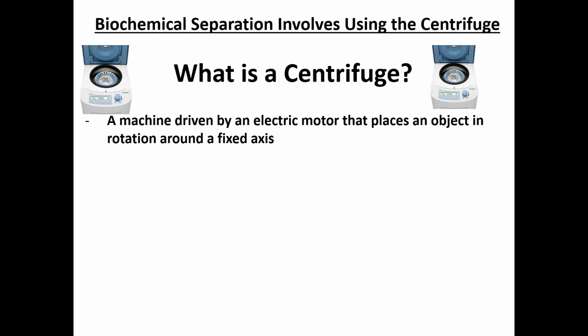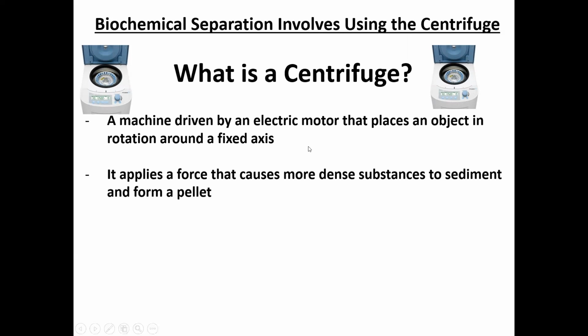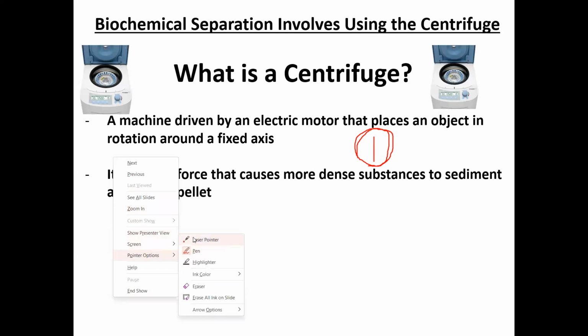A centrifuge is a machine that has an electric motor that places an object in rotation around a fixed axis. And let me draw this for you guys right here. So if we were to draw it, this is the axis of rotation, and then you have your sample which rotates around this fixed axis. Okay, and this force is called the centrifugal force. Now, let's go back here to the pointer.